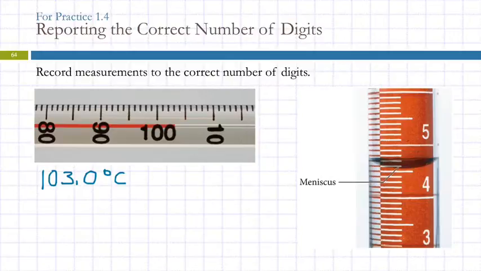Because if I write 103, I'm suggesting it's between 102 and 104. We clearly can tell that it's not that big of a range. It is right there on the 103. So by writing 103.0, I'm suggesting that it's between 102.9 and 103.1. Much tighter range. Okay?